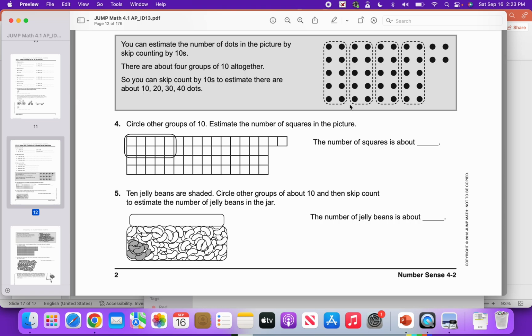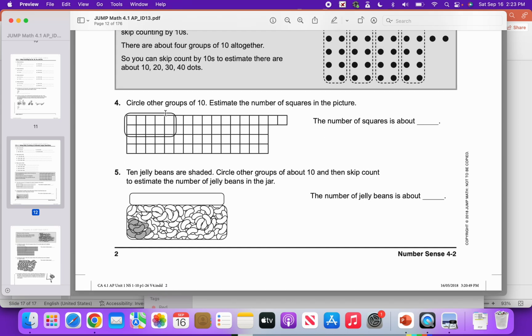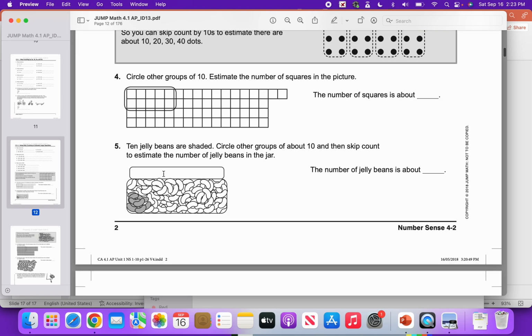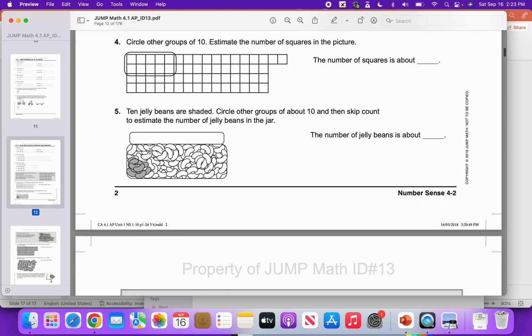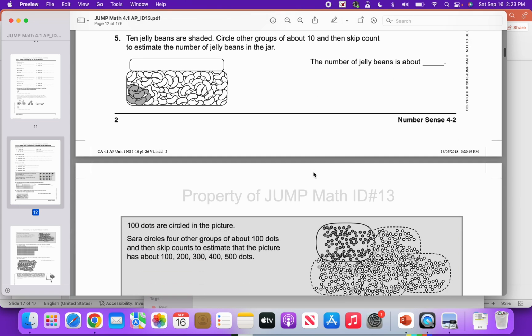You can estimate the number of dots in the picture by skip counting by tens. There's 4 groups altogether, so that's about 40 dots. These questions ask you to circle groups of tens and then estimate the number of squares. So 10 there, 10, 20, 30, 40, 50, 60. I'm going to say 60. Then estimate jelly beans. 10, 20, 30, 40, 50, 60, 70, 80, 90, maybe 100.